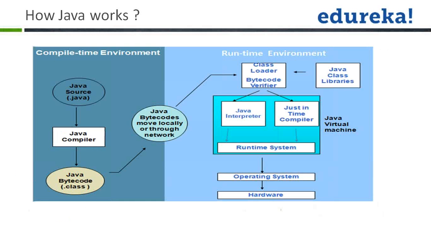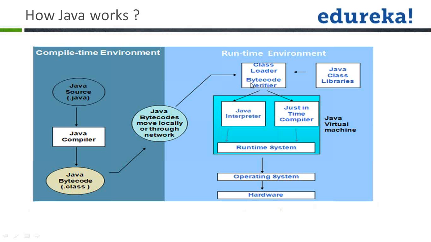Okay. Let's try to understand the same thing using a diagram right here. The entire environment can be divided into two parts. The first part is the compile time environment. The second part is the runtime environment. As I said, the .java file, the source code, is converted into a .class file using the Java compiler. After that, the bytecode is moved locally or through network to some other system.